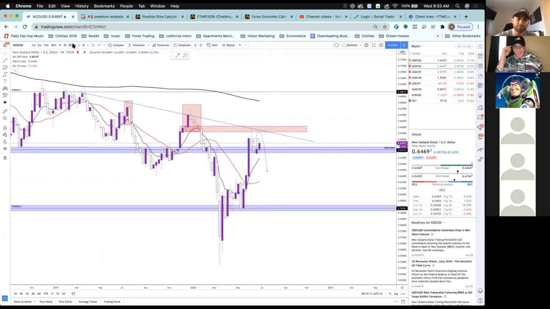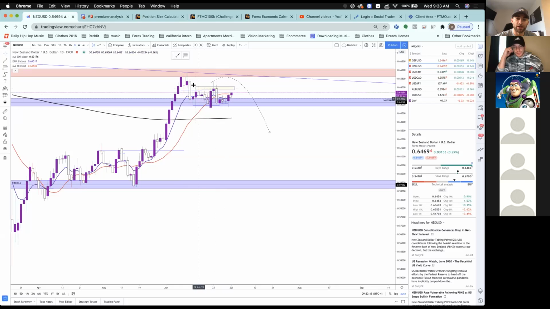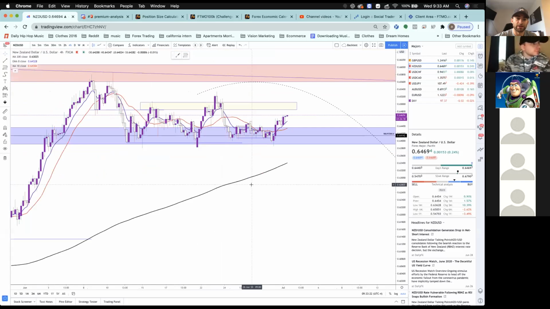So right now we're trying to do the same thing on the weekly. We're looking at where we are right now. We got the moving averages crossing. We had this evening star recently. Okay, so what is the 4-hour looking like?